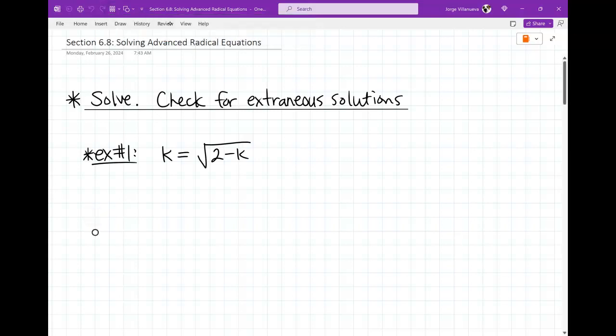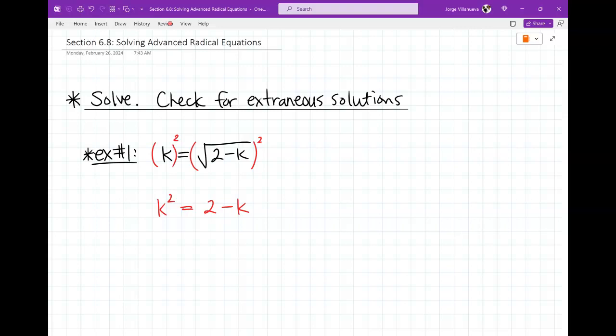So for example 1, we're going to go ahead and square both sides, because we want to get rid of that square root. So we'll just square both sides. That gives me k squared equals 2 minus k. Now, since they tell us to solve, remember, anytime you're doing algebraic functions and any type of algebraic equation, in order to solve when you have multiple variables, you want to set it equal to 0, okay?